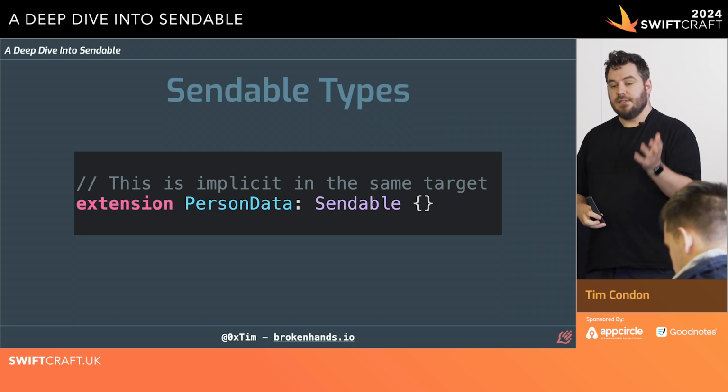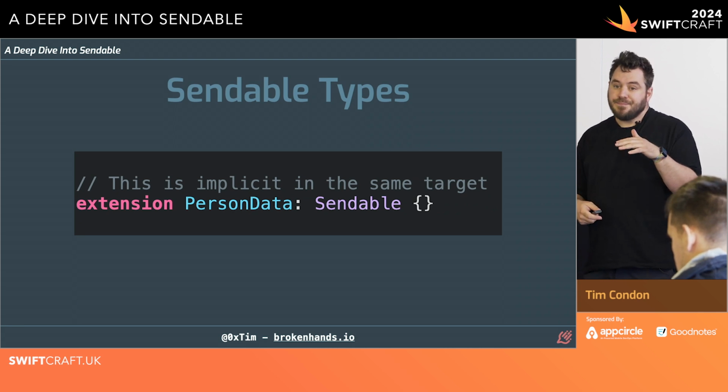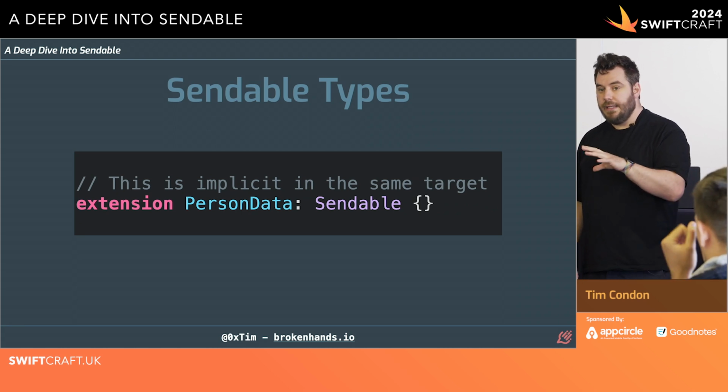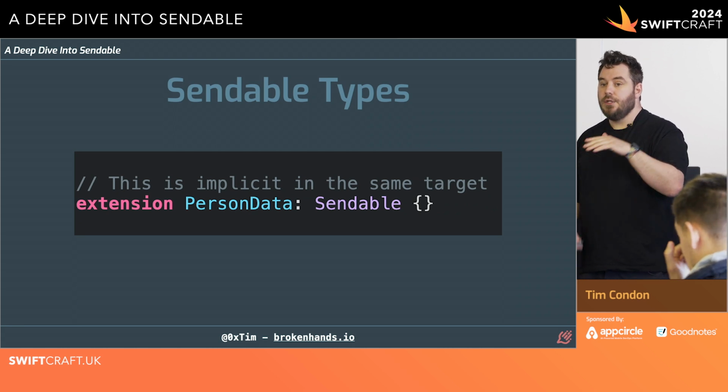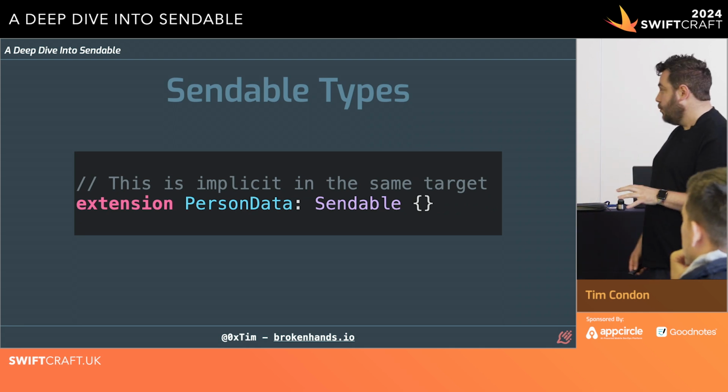The reason for this is because it's very easy to make types not sendable by adding a property that isn't sendable, and this will break your API. So in order to keep things stable, it's implicitly sendable internally, but if you want to make it publicly sendable, you have to mark it as sendable and explicitly opt into that. So it's just a little bit of a warning there.